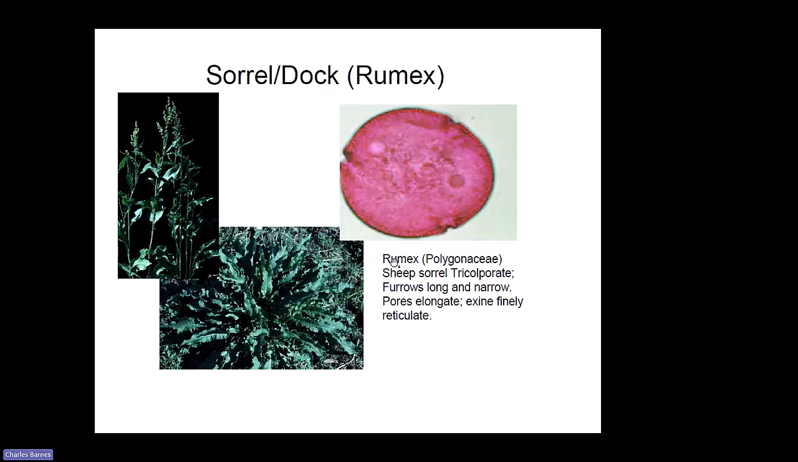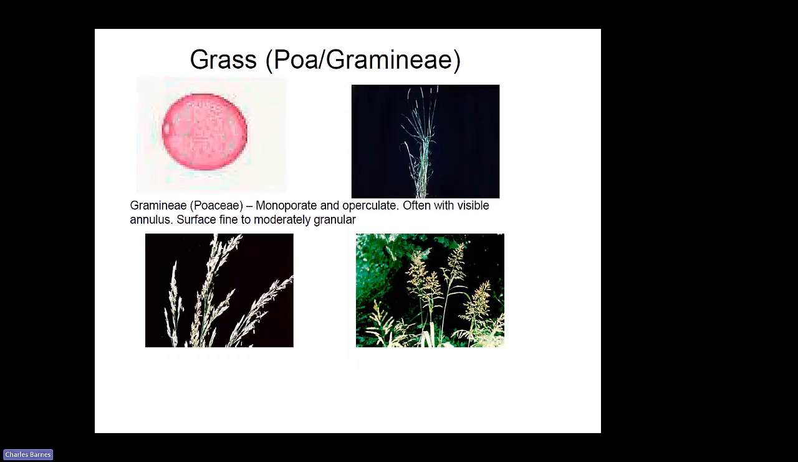And this is generally Rumex, sheep sorrel. It's tricolporate. Again, you have three pores with slits here, and the exine is finely reticulate. And these descriptions are things that you'll learn if you take the course at the academy meeting.